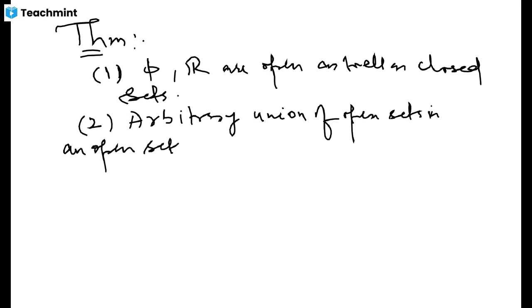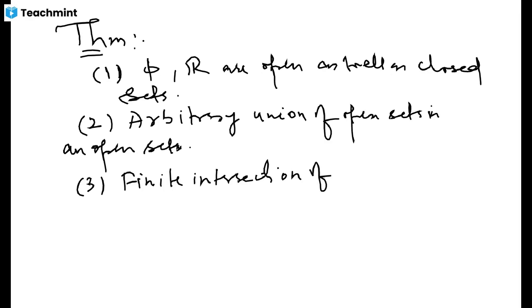Arbitrary union of open sets is an open set. And the third thing is finite intersection. Intersection of open sets is an open set.